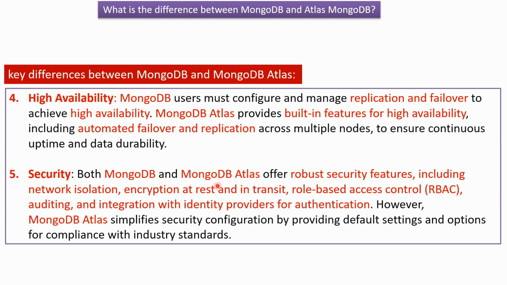Both MongoDB and MongoDB Atlas offer robust security features, including network isolation, encryption at rest, encryption in transit, role-based access control, auditing, and integration with identity providers for authentication. However, MongoDB Atlas simplifies security configuration by providing default settings and options for compliance with industry standards.